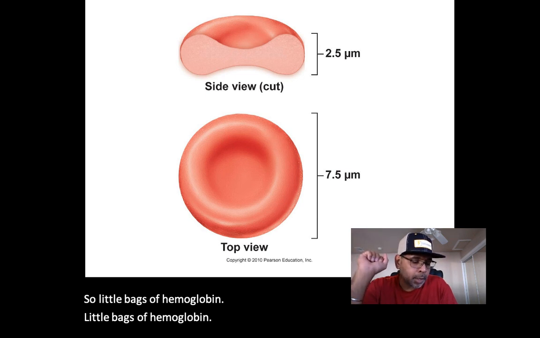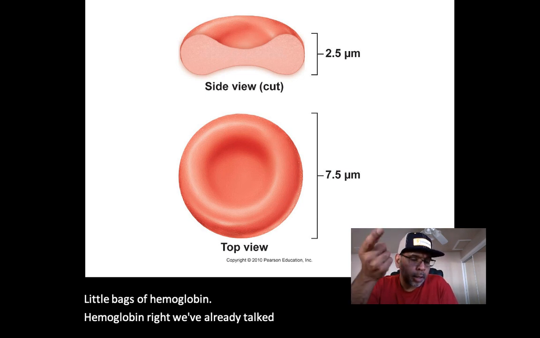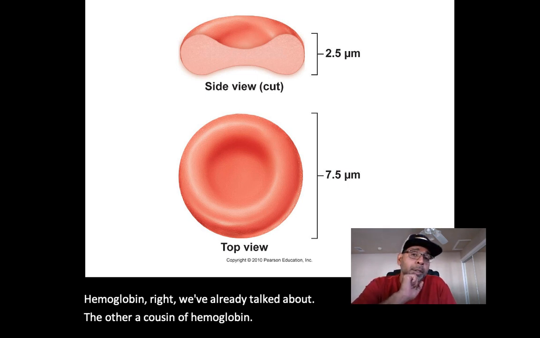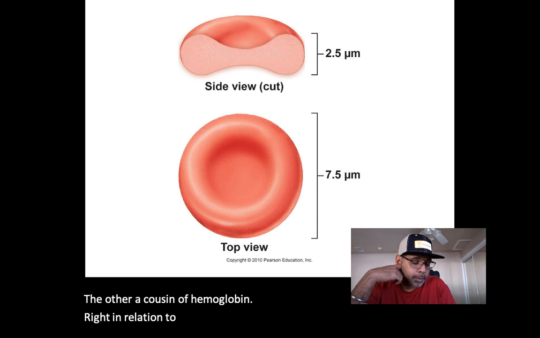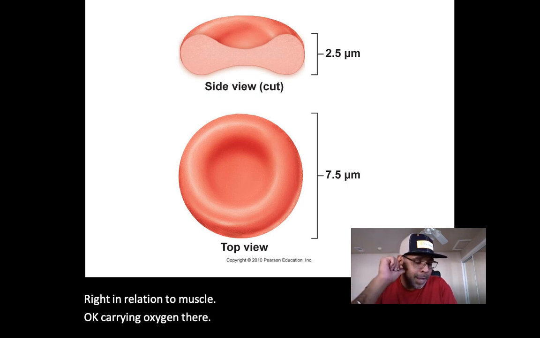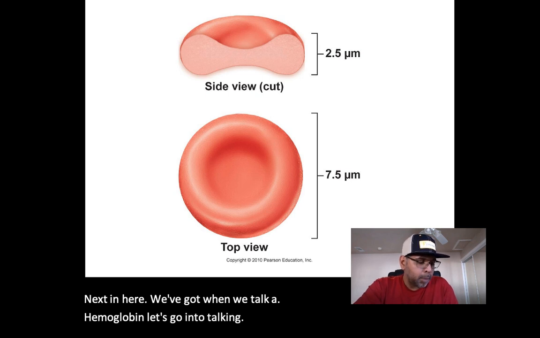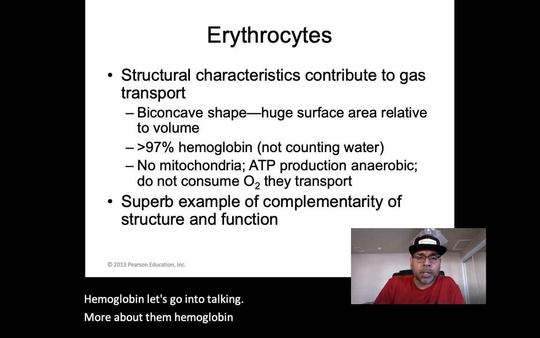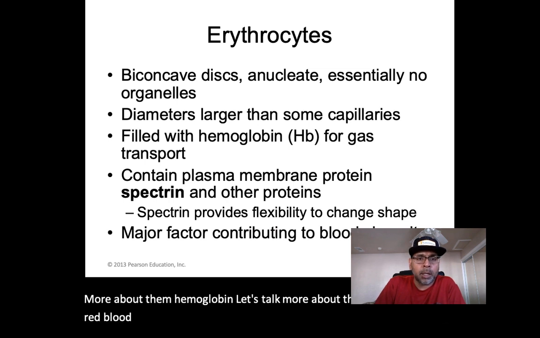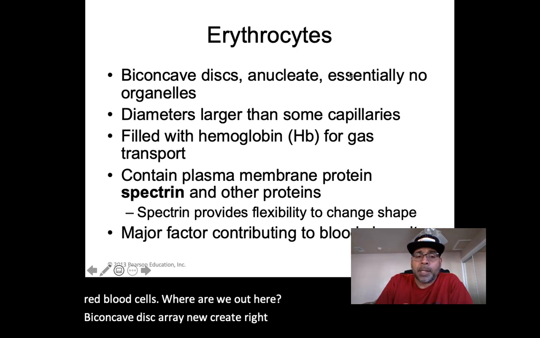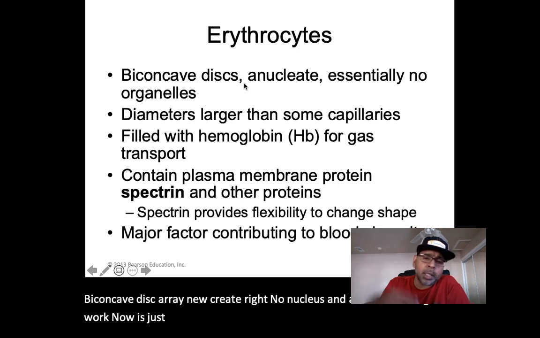Hemoglobin. We've already talked about the other cousin of hemoglobin in relation to muscle, carrying oxygen there. Next, let's talk more about hemoglobin and the function of these red blood cells. So where are we at here? Biconcave disc, they're anucleate, no nucleus, and essentially no organelles, just millions and millions of hemoglobin.